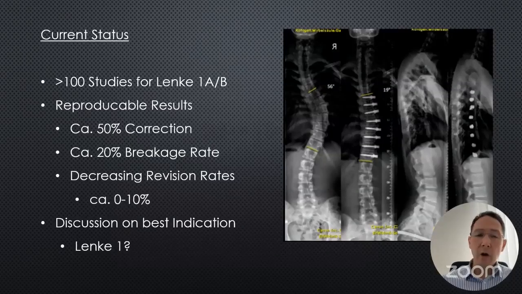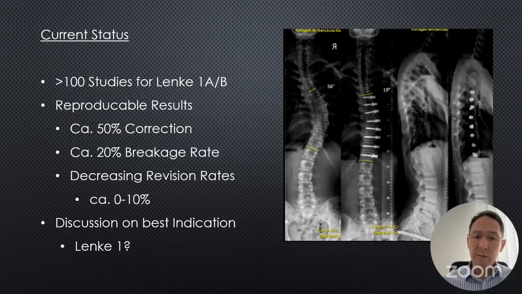So there are far over 100 studies that have been published. Most of them are on Lenke 1A and Lenke 1B curves, and they all show very reproducible results. The estimated correction is approximately 50%. So it's a little bit inferior to fusion. There's a high breakage rate, up to 20%, but breakage rate doesn't always mean complication rate. It's just an observation. But tether breakage can actually lead to a loss of correction. And there are revision rates that are actually decreasing down to 0%, but it's probably somewhere around 10%.